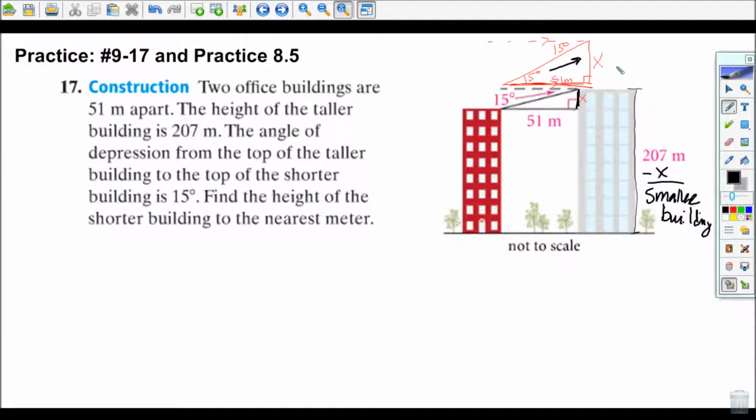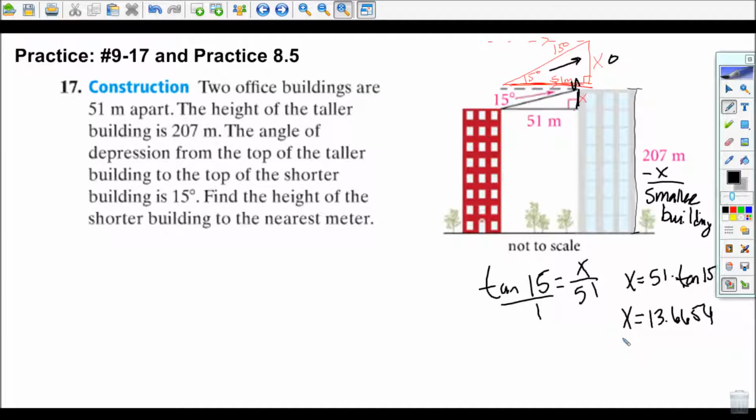So we have opposite and adjacent. So we're going to do tangent of 15 equals opposite over adjacent. And then we cross multiply. So x is going to equal 51 times the tan of 15. X is to round to the nearest meter, so I have 13.6654, so the nearest meter would be 14. So that means this is 14 meters.